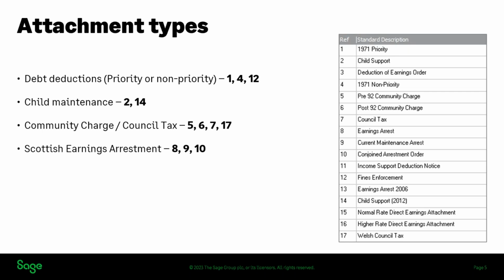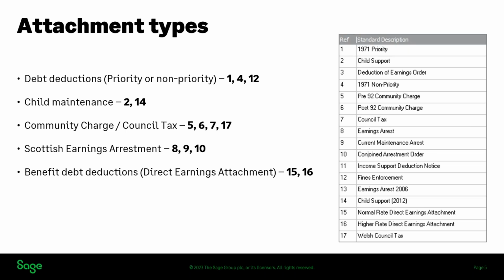We've got some special types for attachments in Scotland. Scottish earnings arrestments would fall under reference 8, 9, or 10. And then one of the more recent attachment types is for benefit debt deductions, known as a direct earnings attachment, and it's either made at a normal rate or a higher rate, depending on the reason why that is being deducted from your employee. That's attachment type 15 and 16. So that's useful information to have for reference, and obviously you'll find that in the handout if you choose to download it.